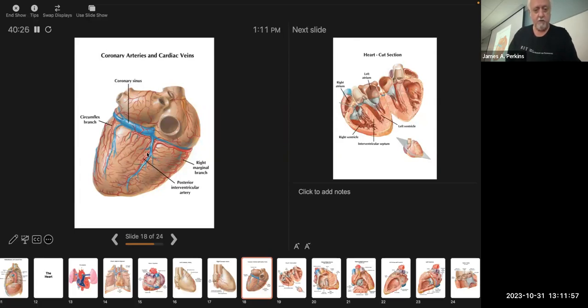But as I said before, there's some variation in that posterior interventricular artery, that sometimes instead of coming from the right coronary artery over here, it may actually be a continuation of the circumflex branch coming from the left coronary artery instead.